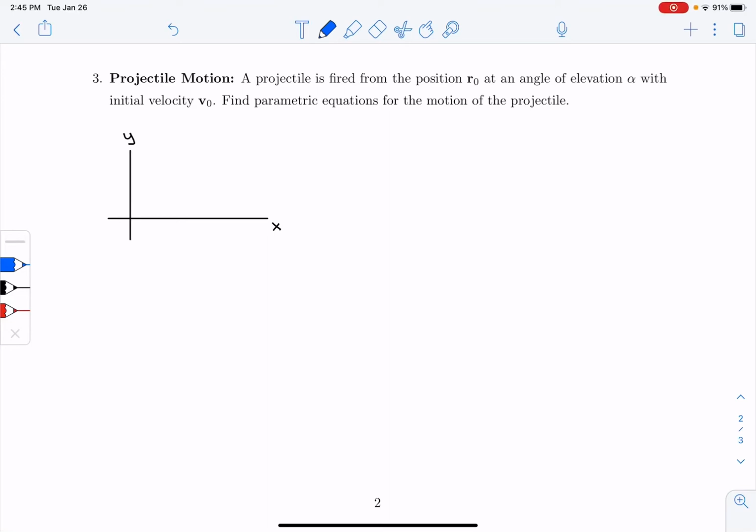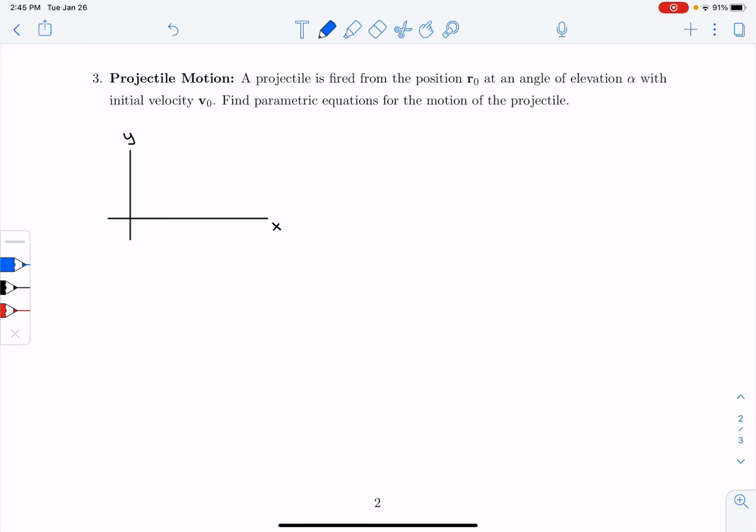We will now discuss projectile motion. Suppose a projectile is fired from the position r0 at an angle of elevation alpha with initial velocity v0. Find parametric equations for the motion of that projectile.